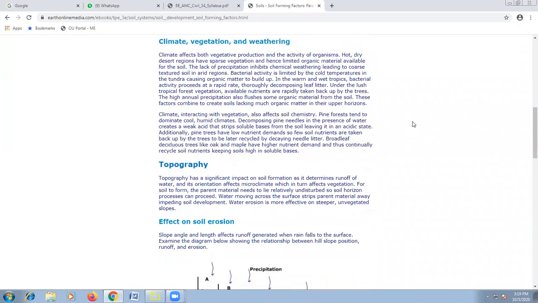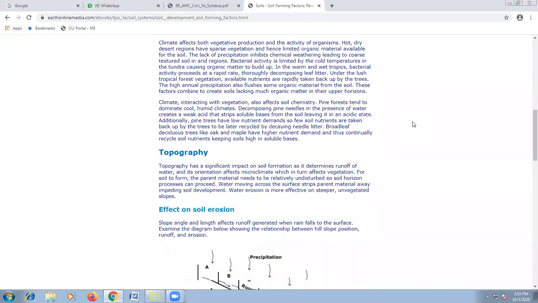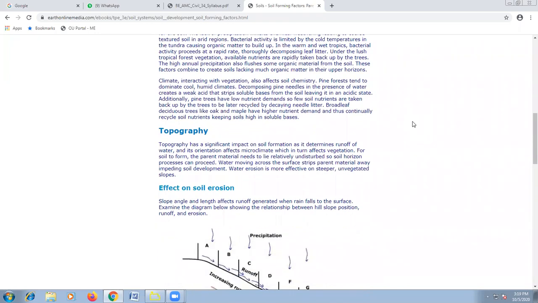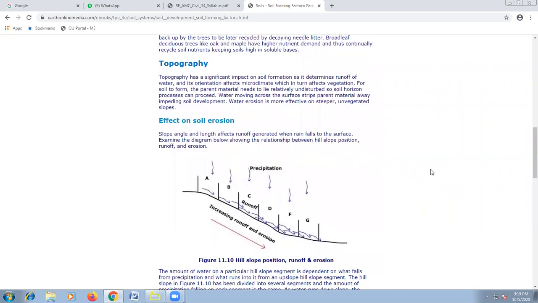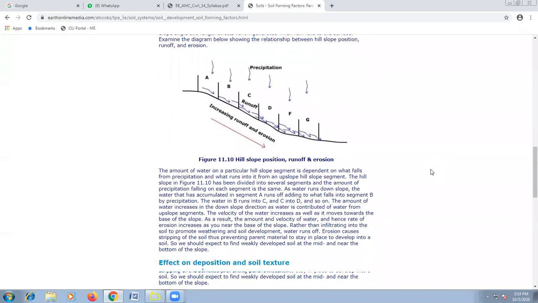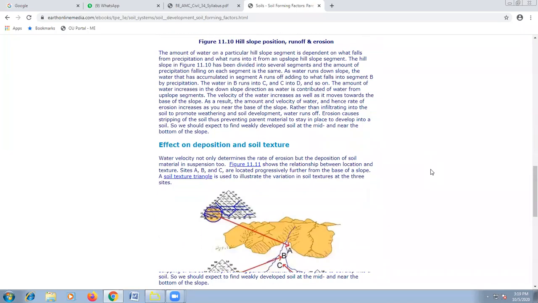And the topography of the region. Generally soils form on flat surfaces. Because of the slope of the land, there could be runoff. The orientation also affects the microclimate and the vegetation, etc. Then there is the effect on soil erosion, as you can see.